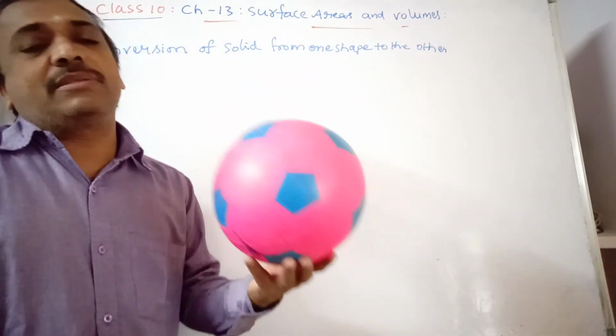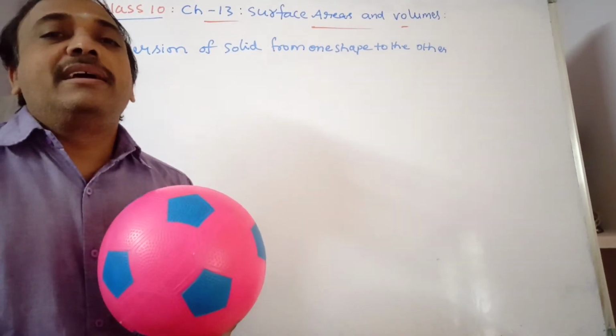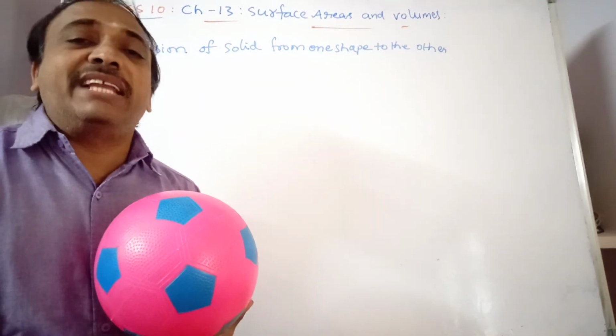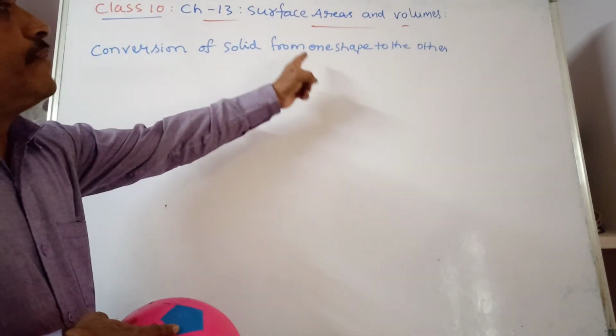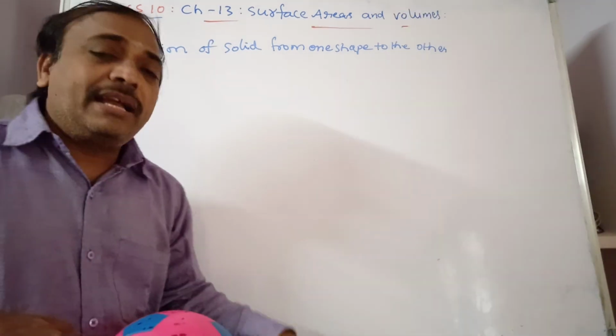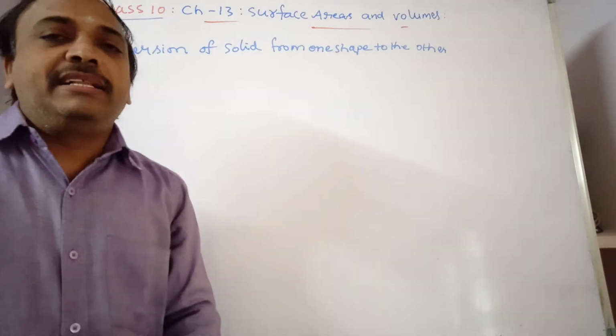So the volume of this divided by the volume of the given other solid shape gives you the required number of objects we can convert. That is the conversion of a solid from one shape to another shape. I hope it is clear to you in what way we are converting. Let us now discuss exercise 13.3.